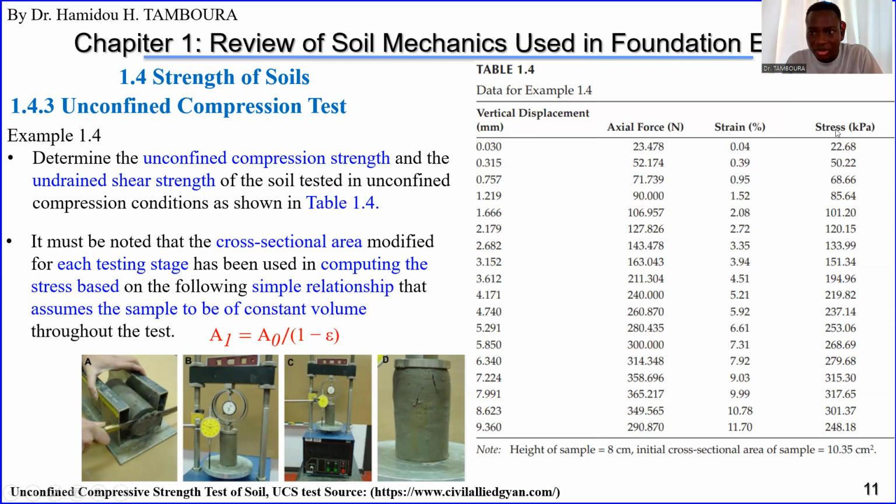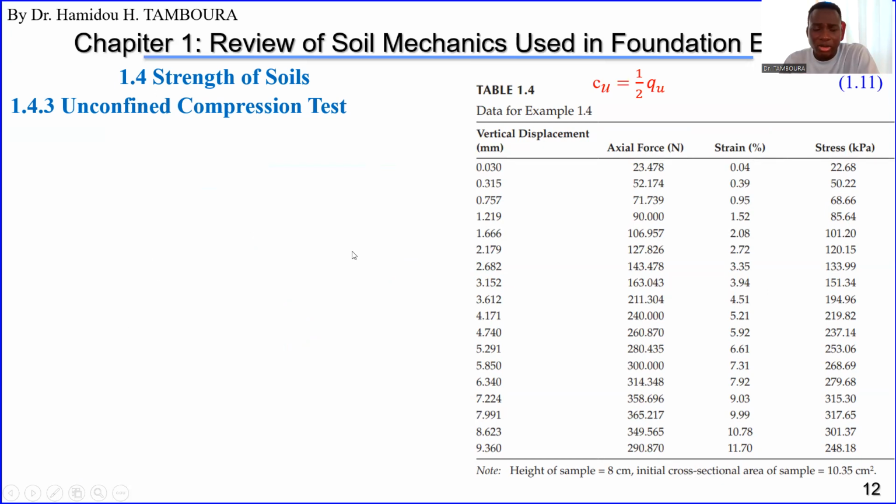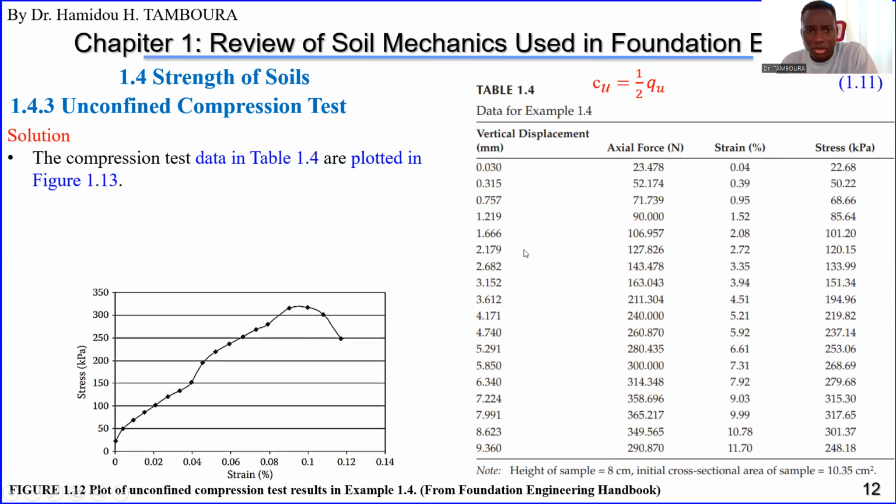Stress is obtained by dividing the axial force by the corrected cross section. The correction is done with this formula. So after doing everything, by using this table, you can draw this line, for example. The horizontal axis is strain, so this is strain, not displacement, please. And the stress is obtained using force divided by cross section.